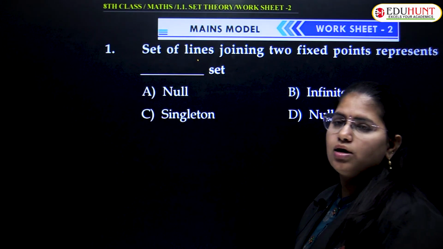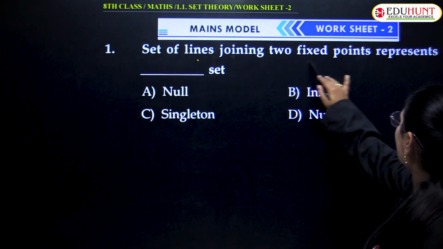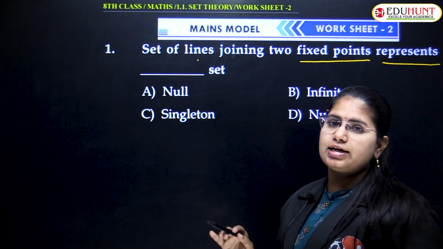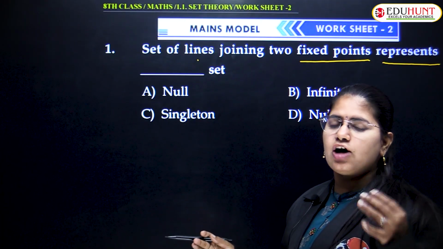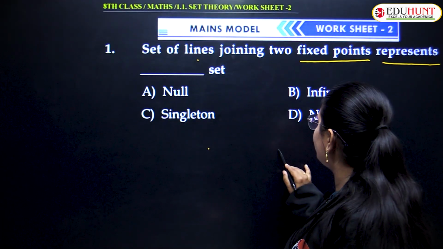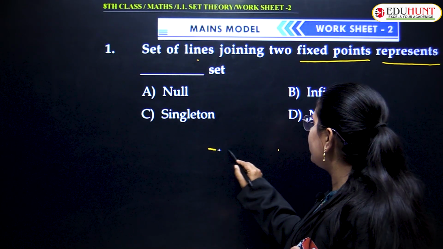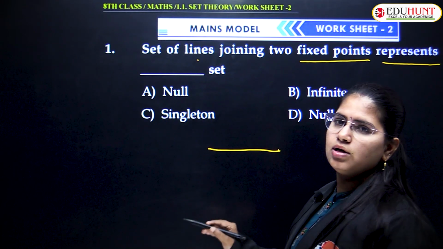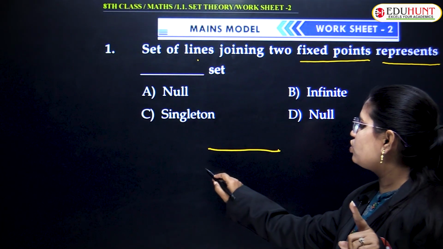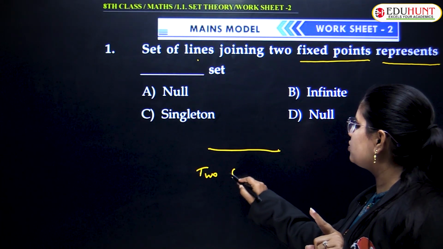A set of lines joining the two fixed points represents a dash set. So how many lines will be there between two fixed points? Let me take out two fixed points. If I join these two fixed points, how many lines are there? Only one, correct?